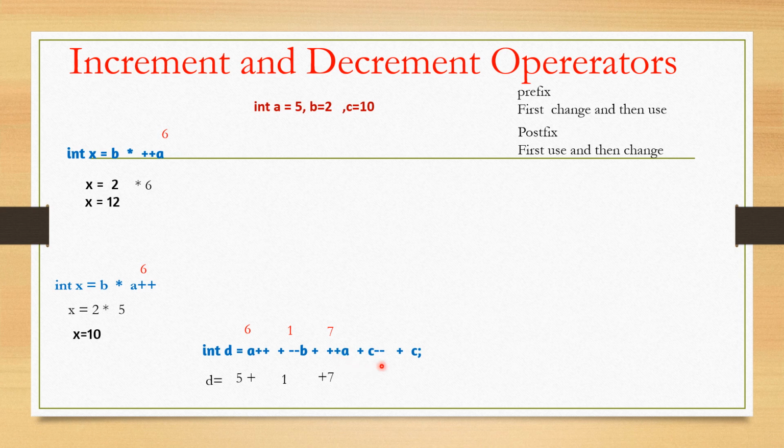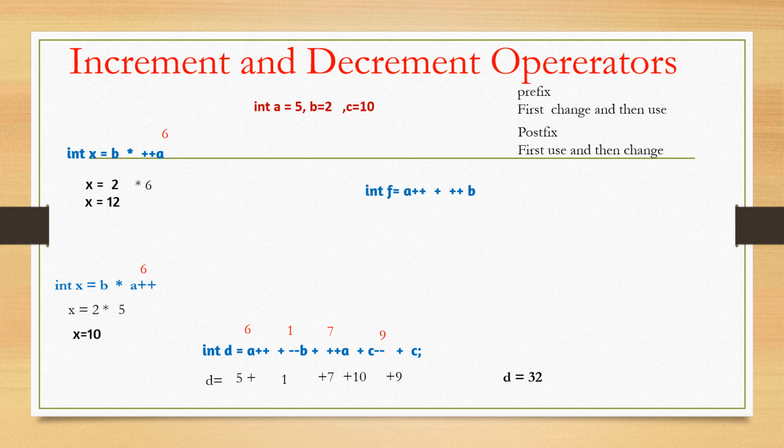And now c--, it is postfix. C's value is 10. First use it and then change. C has become 9. And now + c. Here it is not increment or decrement. The last value of c, that is 9, will be taken. Now we can evaluate it.